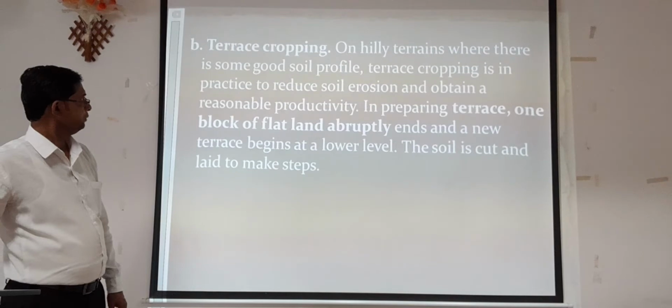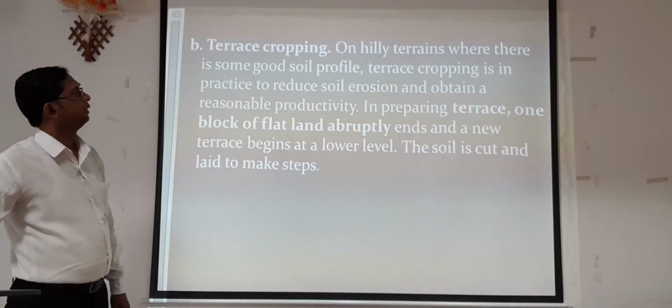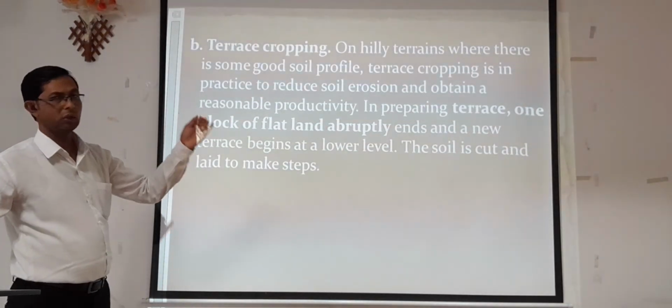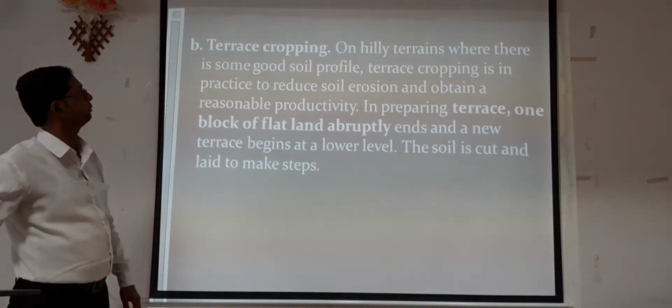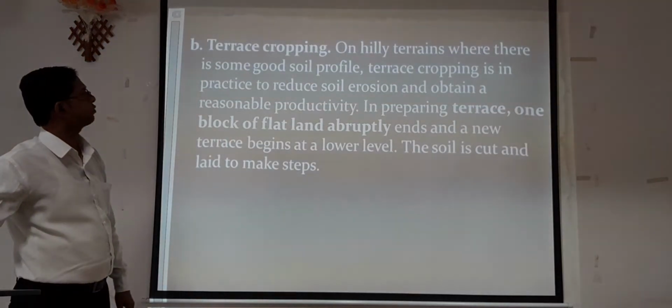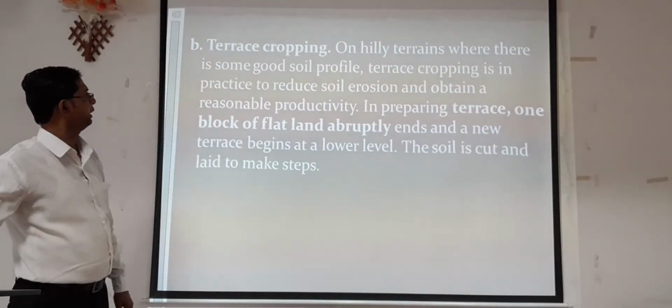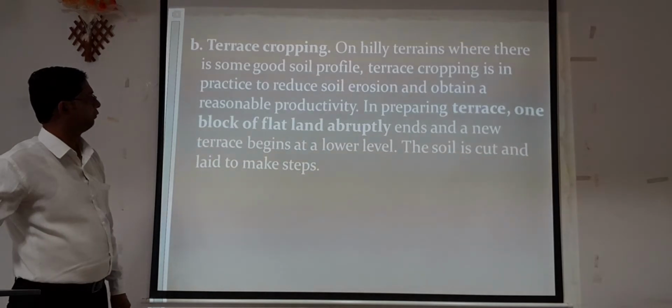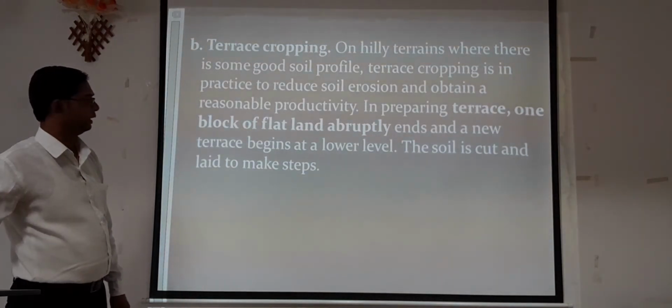So terrace cropping we can do on hilly regions where there is some good soil profile. Terrace cropping is a practice to reduce soil erosion and obtain reasonable productivity. In preparing terraces, one block of flat land abruptly ends and a new terrace begins at a lower level. The soil is cut and laid to make steps.